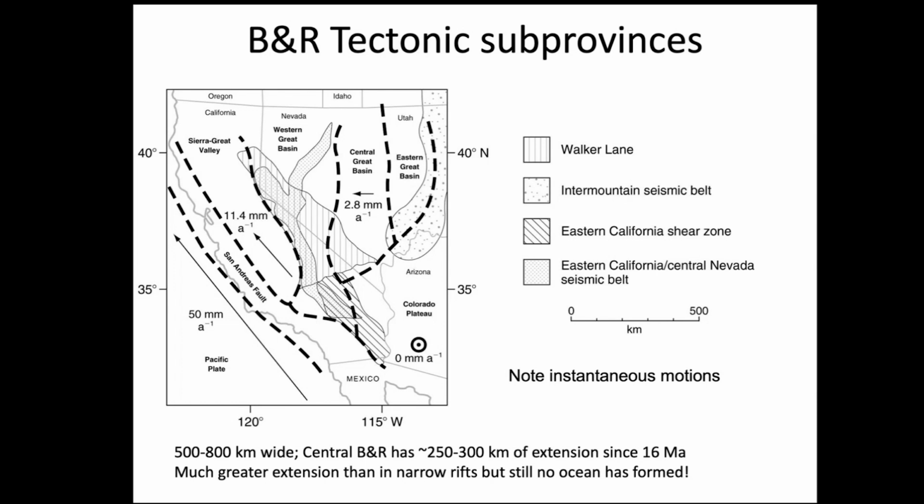So this Basin and Range is 500 to 800 kilometers wide, depending on where you're measuring it. And that central Basin and Range has something like 250 to 300 kilometers of extension since about 16 million years ago. What geologic time period was 16 million years ago? 60 million would be the Triassic, Jurassic. 116. Oh, 16. Yes. That's the Cretaceous. No, that would be the Miocene.